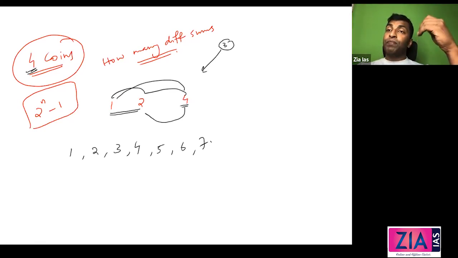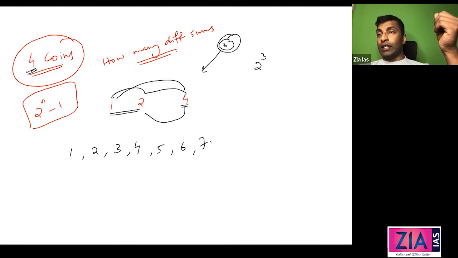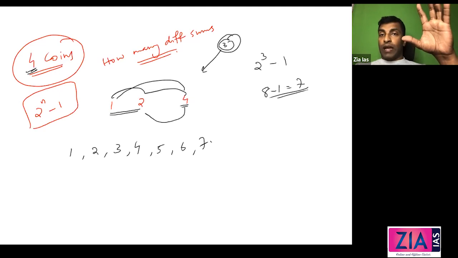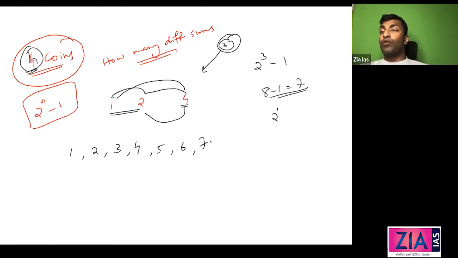How do I get that? How many coins are there? 3 coins are there. 2 raised to 3 minus 1. 2 raised to 3 is 8. 8 minus 1 is 7. So how many different sums you can make? 2 raised to 3 minus 1. What about 4 coins? 2 raised to 4 minus 1, guys, not 2 raised to 3. No, 2 raised to 4 minus 1.